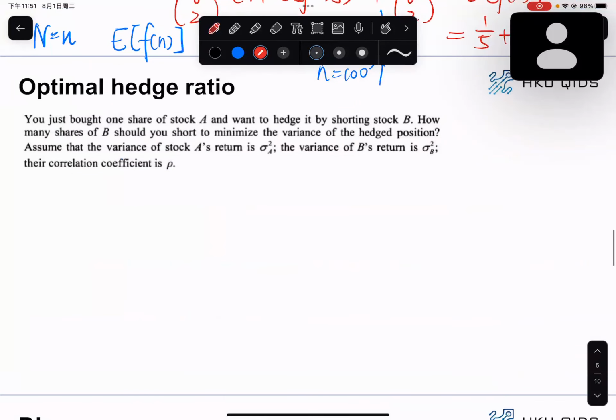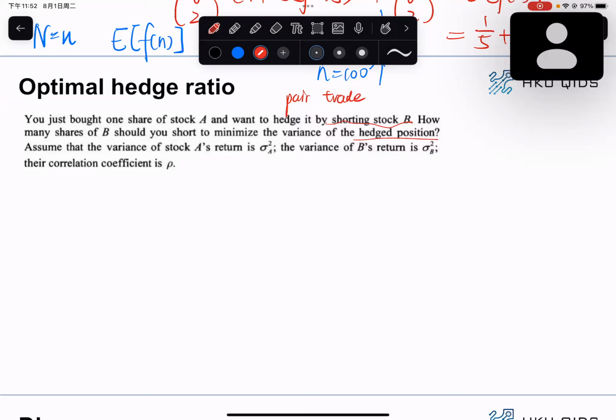So the next question is frequently seen in corporate finance lectures. You just bought 1 share of stock A and want to hedge it with stock B. This is a classic pair trade, right? It's basically one of the foundations of statistical arbitrage. We long one asset and short another to hedge certain ratios or to make it market neutral. How many shares of B should you short to minimize the variance of the hedged position?